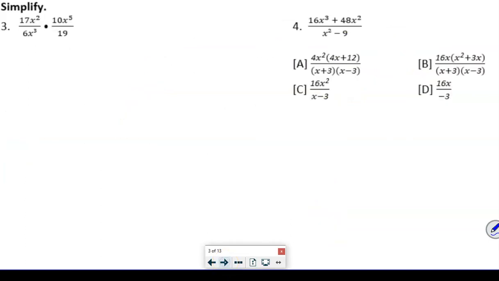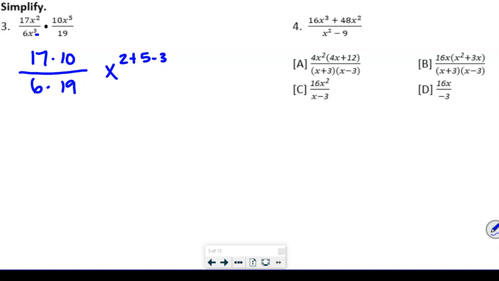All right, number 3, I'm going to split this up to our coefficients and then our x's. So we got 17 times 10 over 6 times 19. And then we've got our x to the 2 plus 5. And remember, anything that's down here is minus, right? Minus 3. So I see some reduction that I can do here. So I can do this, right? That's both divisible by what? 2, right? So that's 5 and that's 3.